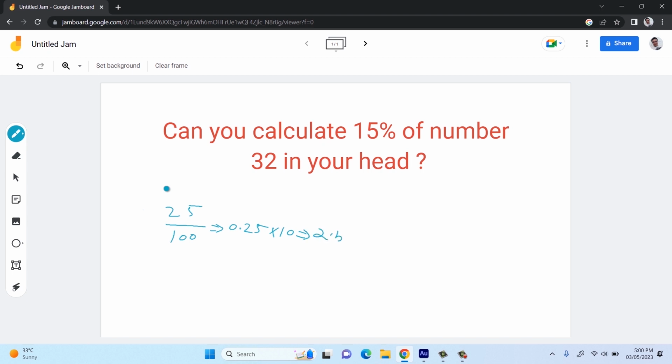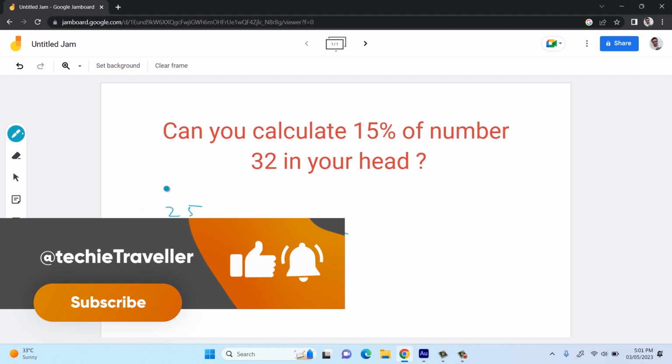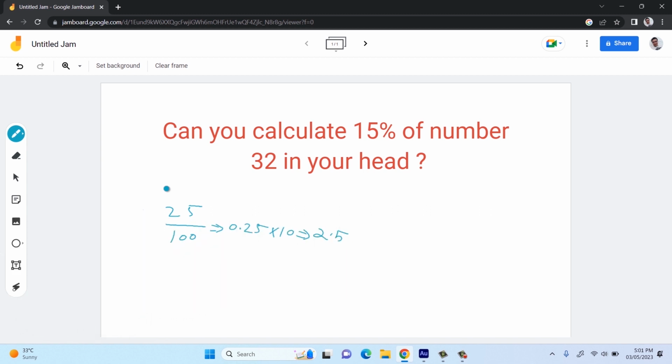2.5. So this is the traditional method to calculate percentage of any number, right? So first we divide that number with 100, and then we multiply with the number of percentage, whatever percentage we want, right? So we want 10%, so we multiply it with 10, so we got 2.5. So this is the traditional method to calculate percentage. Now let me show you the fast method, how you can calculate percentage very fast.